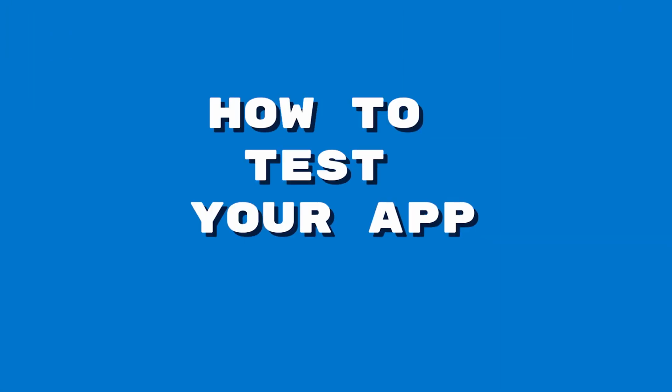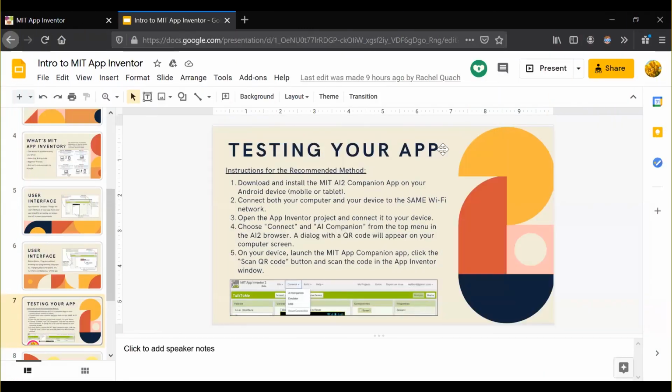I can explain the process of testing your app by using the MIT AI2 Companion app. Firstly, you install the MIT AI2 Companion app on your Android device, which can be a mobile or tablet. It won't work on iPhones, since MIT App Inventor is used only to develop Android apps. You can either go to the Play Store and install it from there, or the QR code is also available on the website.